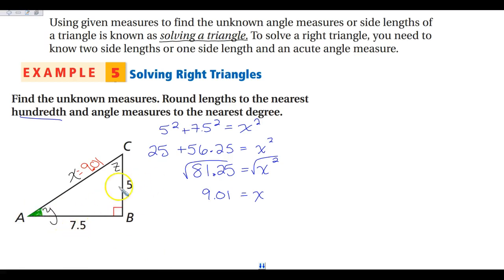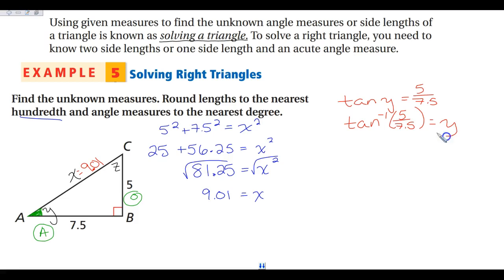I'm going to go back to the information that I was originally given. So 5 is my opposite side. 7.5 is my adjacent side. Opposite and adjacent is tangent. So I'm going to do the tangent of angle y is equal to my opposite side, which is 5, over my adjacent side, which is 7.5. So to solve for y, I'm going to do the inverse. So inverse tangent of 5 over 7.5 is equal to y. And when you put this in your calculator, you're going to get 34 degrees.